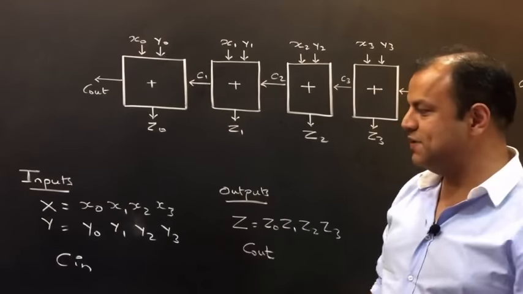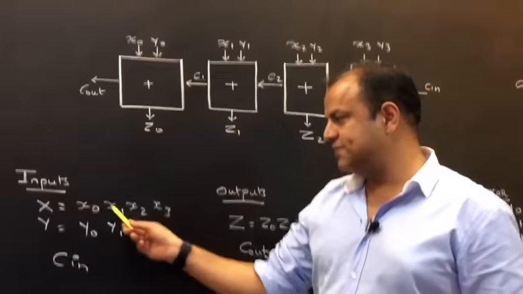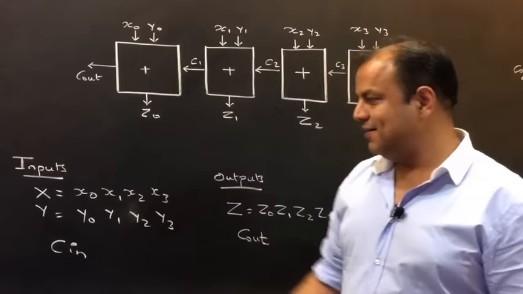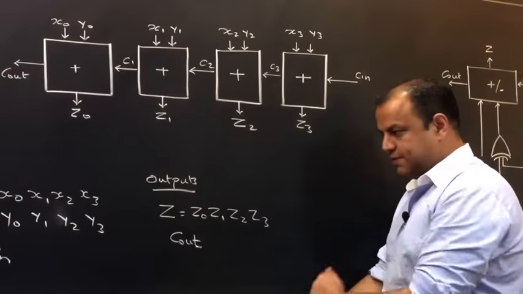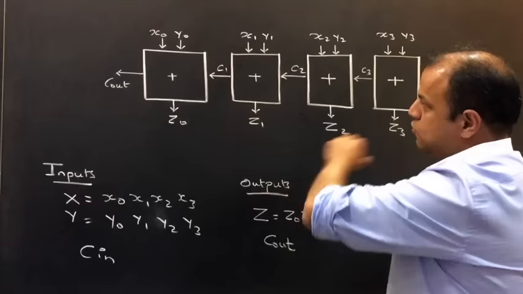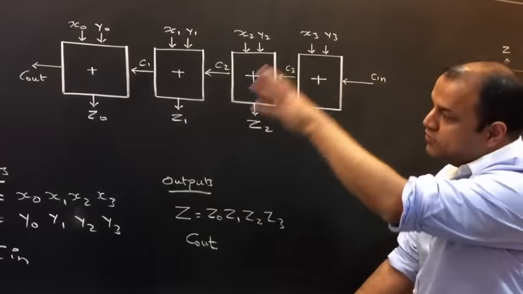Okay. Now suppose we have two 4-bit numbers, X and Y. The bits are called X0, X1, X2, X3, Y0, Y1, Y2, Y3. When you add them, you'll again get a 4-bit number, that is Z. Its bits are Z0, Z1, Z2, Z3. To the whole input, there will be a carry called C in. Why? Because this is a 4-bit adder.